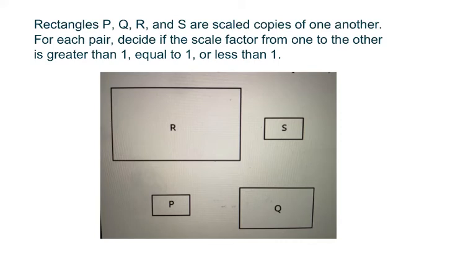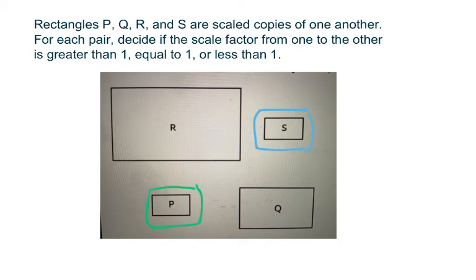Rectangles P, Q, R, and S are scaled copies of one another. For each pair, decide if the scale factor from one to the other is greater than 1, equal to 1, or less than 1. We're going to ask these questions about the rectangles S and P.